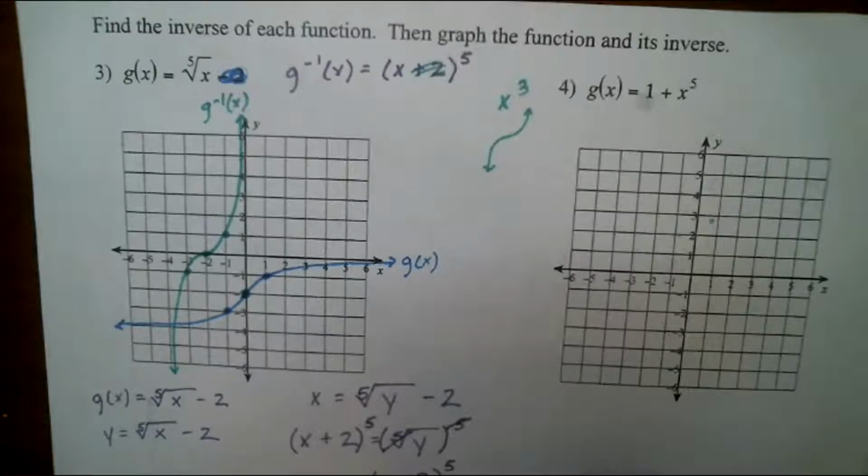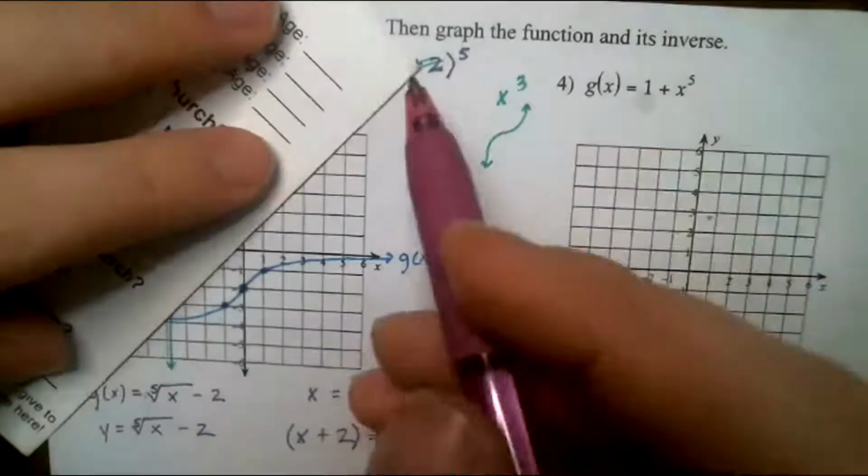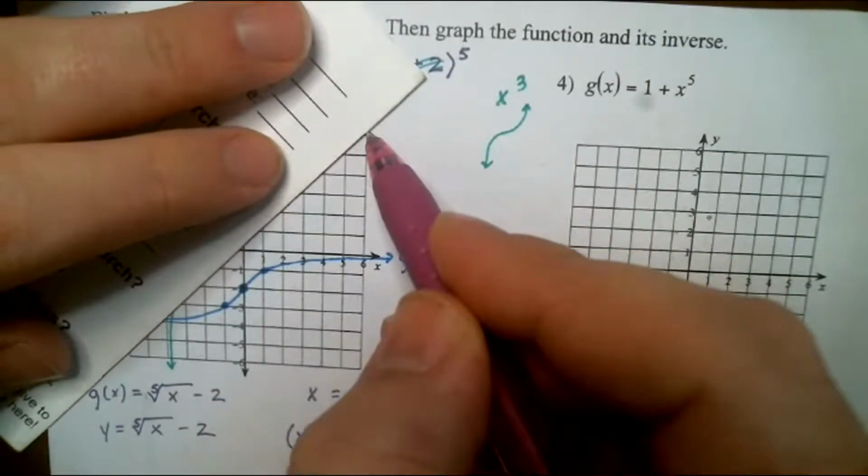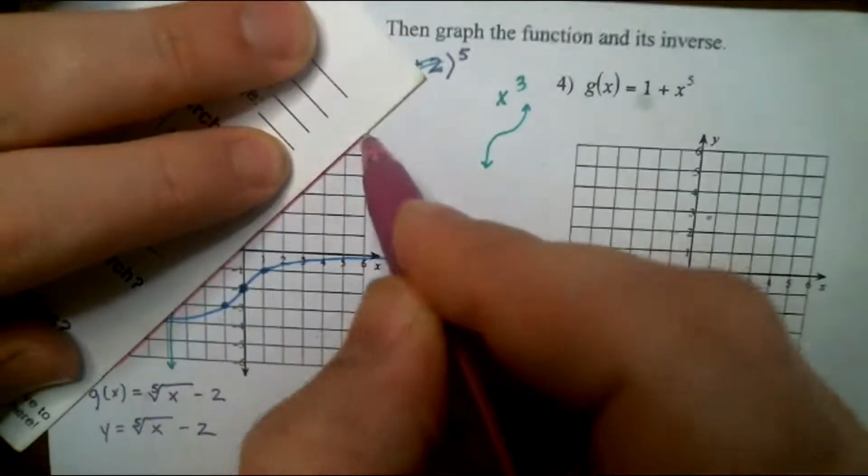Now this is looking really funky, but here's my question. Do I have the correct inverse? How can I check that? I need to graph what line? Y equals what? Very good, Maddie. Y equals x. So graph y equals x and see, is it truly reflecting that y equals x line?